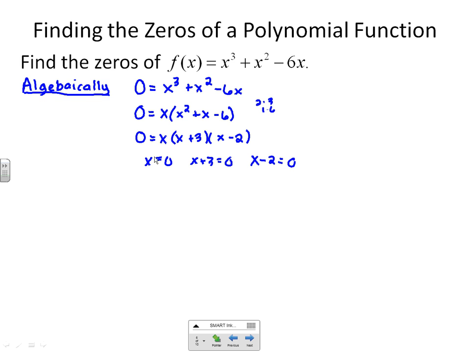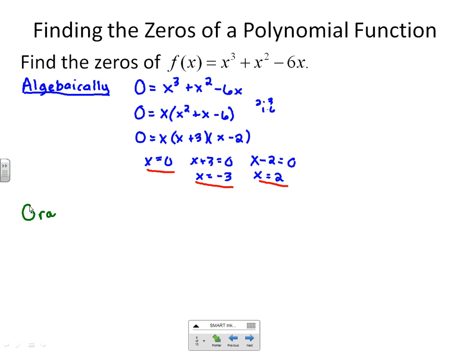Well, I don't have to solve x equals 0, it's already solved, but this would be x equals negative 3 because we just move it to the other side, and x equals positive 2. So I have 3 zeros at x equals 0, x equals negative 3, and x equals 2. And if we think back to what we said about polynomial functions, this is a degree of 3, so at most it can have 3 answers. If I'd somehow ended up with 4, I would know, hey, I screwed up somewhere.